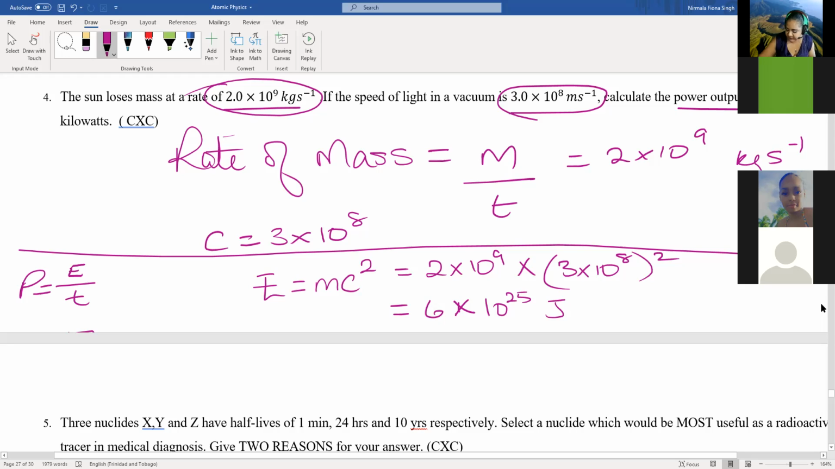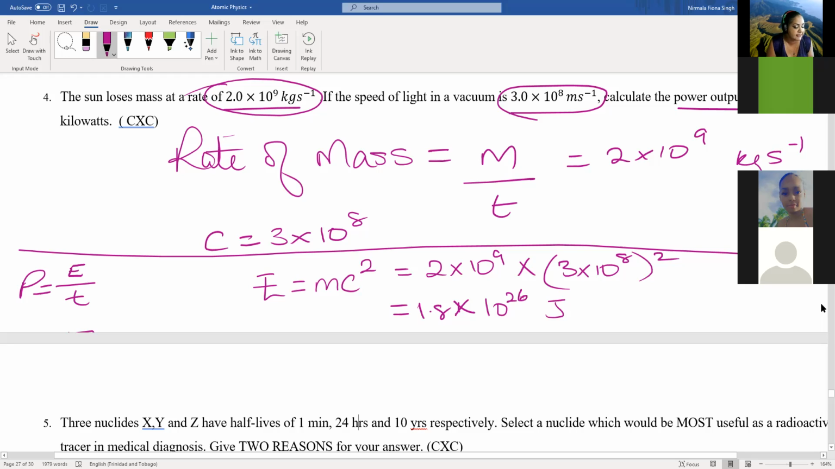Oh no, squared, sorry. 18. This is 18, 26. 1.6 by 10 to the 26. All right, so we're going to end up getting 1.8 by 10 to the 26 joules.